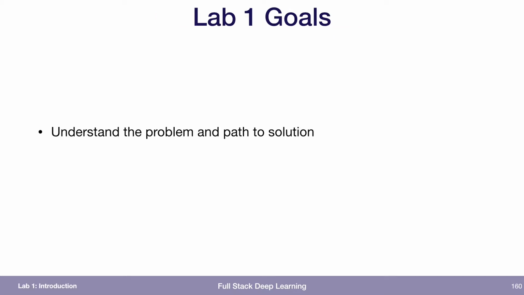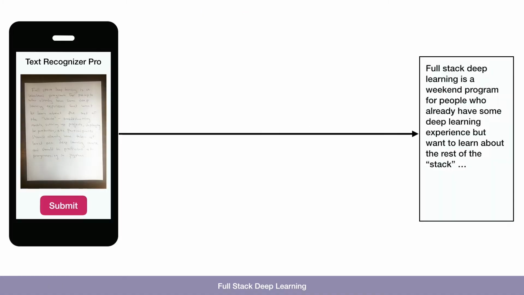But so the goals of this first lab are, we really want to understand the problem that we're trying to solve and at a high level how we're going to approach it. And then we'll train our first model. So what's the problem that we're trying to solve?